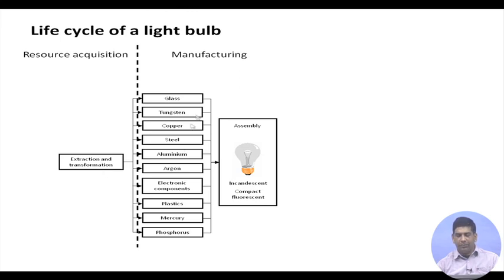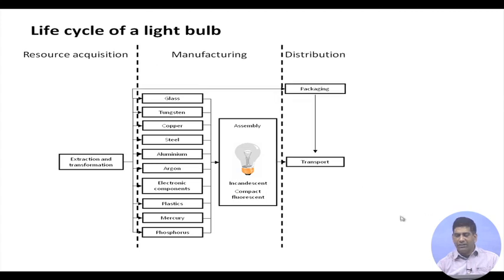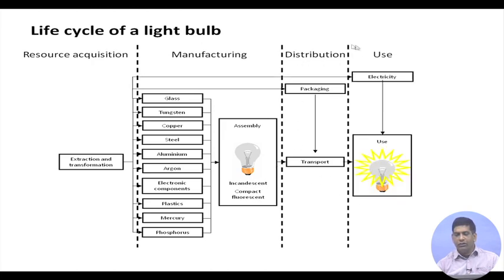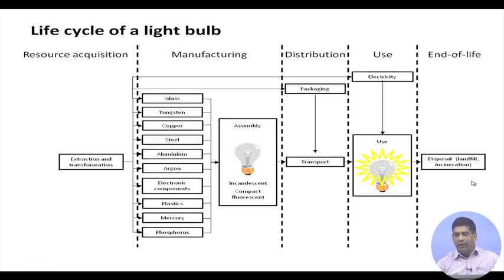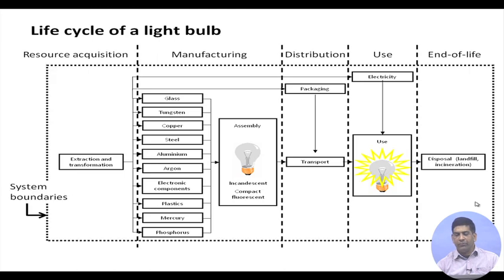Then it goes to the manufacturing plant, where we get all of this together and assemble the light bulb. Once the bulb is made, it has to be packaged and transported, and it goes to the distribution system. From the distribution system, you go and buy the product. You go to the use phase, where you use the electricity and produce light. At the end of life, when the bulb gets fused or broken for some reason and cannot be used anymore, it goes to disposal, landfill or incineration, where it may end up.